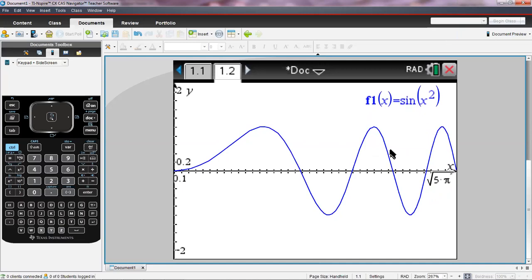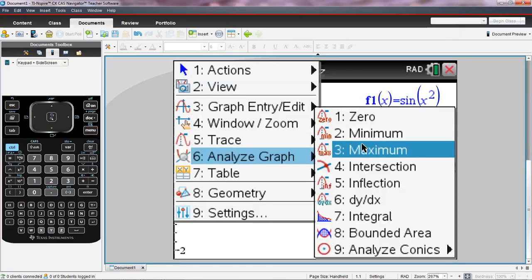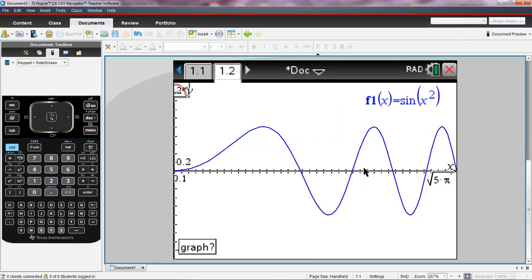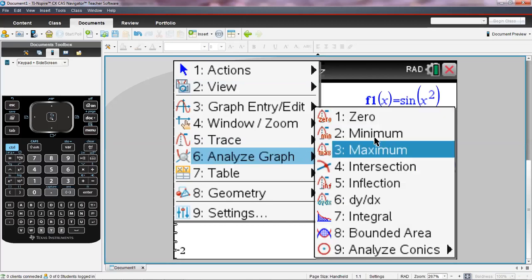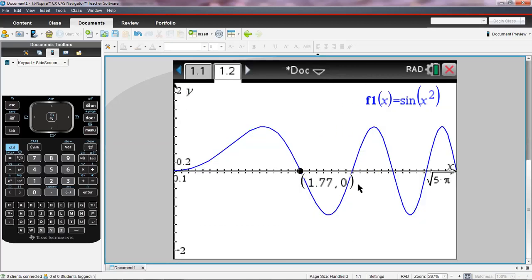Okay, now, remember that you have to take the integral from here to get the thing. So what I'm going to do is find the intersection. So menu, analyze graph, zero, as the zeros, correct. So I put this one here, and I have this one. Let me just put this one at the side.